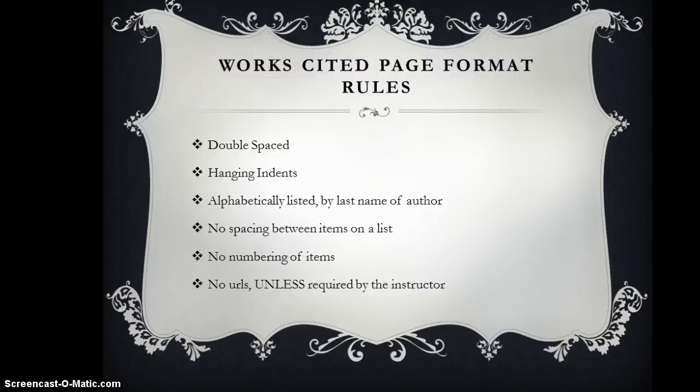Now, the Works Cited page is the page where all the information about your citations is provided. It is always started on a new page after the end of your essay. Typically, the works cited page will always be double spaced, have hanging indents, and be listed alphabetically by last name of author. There should be no spacing between items on the list. There should be no numbering of items.